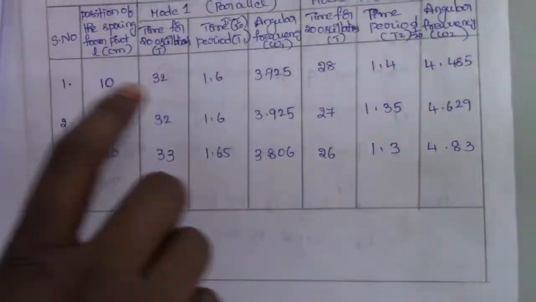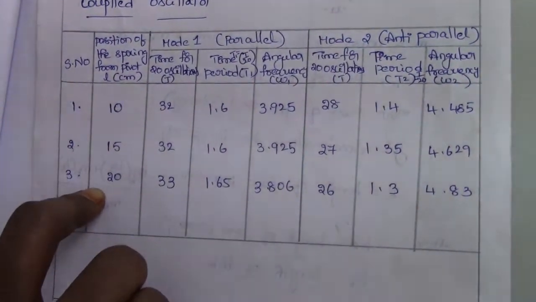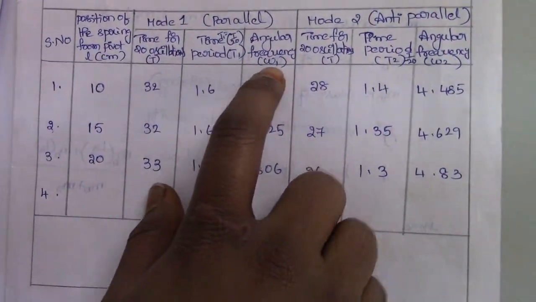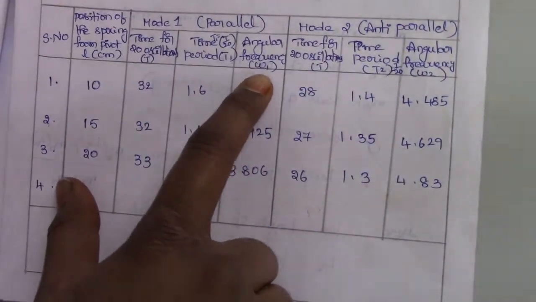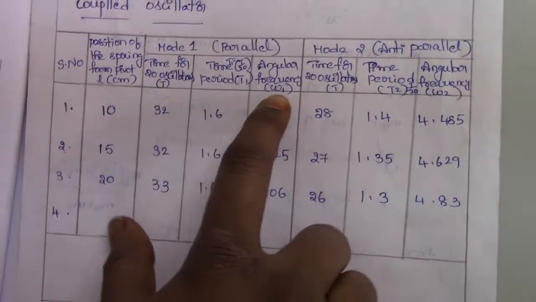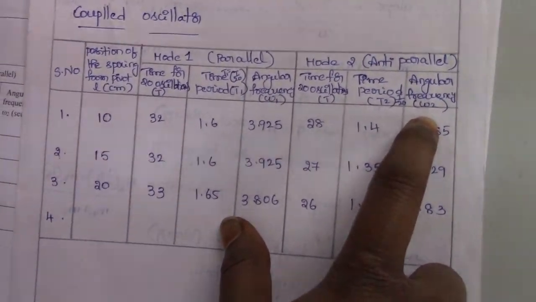1, 2, 3, 4 like that. Again calculate the time period for 20 oscillations. Like that you need to vary the distance for various intervals of length, calculate the time period and calculate the angular frequency. Here omega 1 is the angular frequency of coupled oscillator in parallel mode of operation.